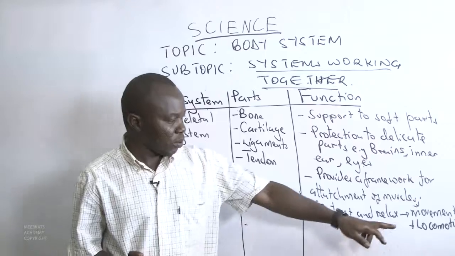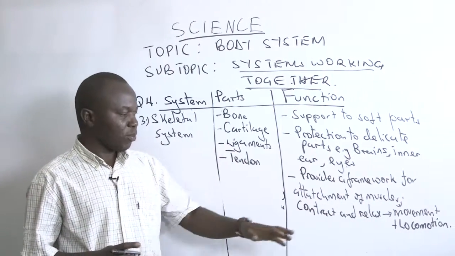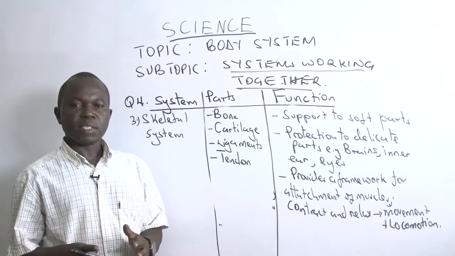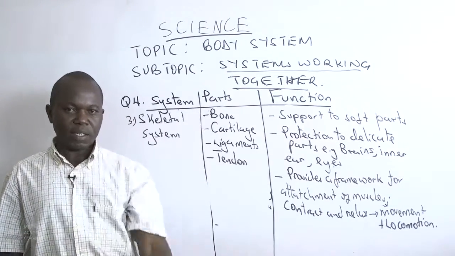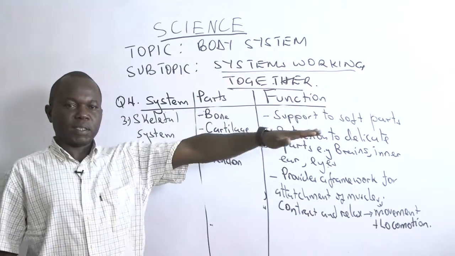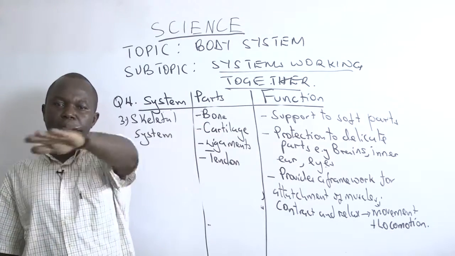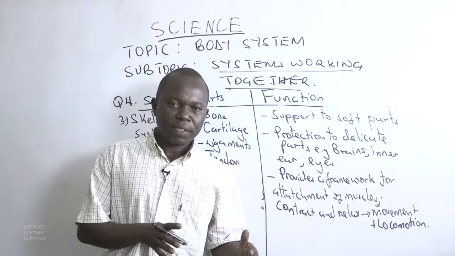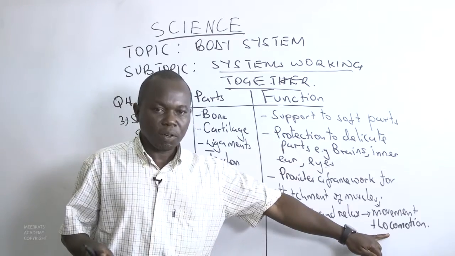Remember, we were able to find the difference between movement and locomotion. Movement only involves parts of the body without displacing the whole body. You can move your hand sideways, but your body is still at the same position. But when you move from point A to point B, the whole of the body, we call that locomotion.